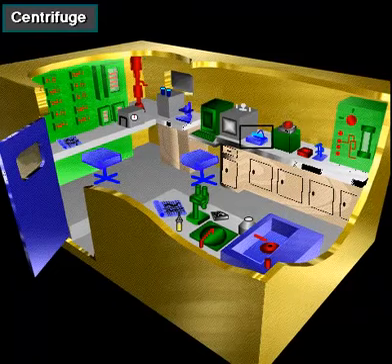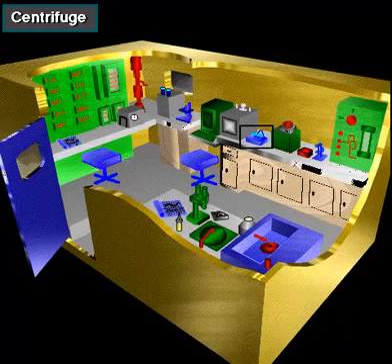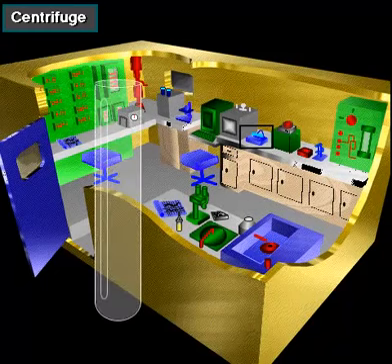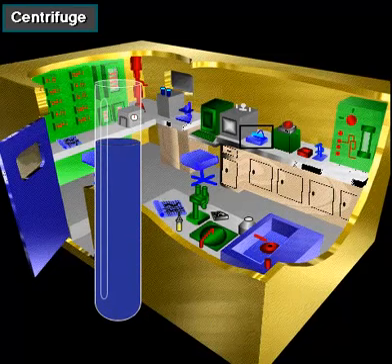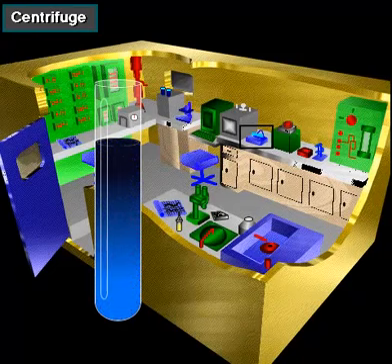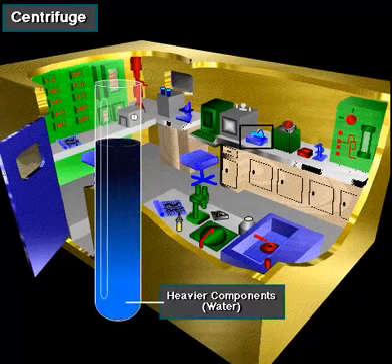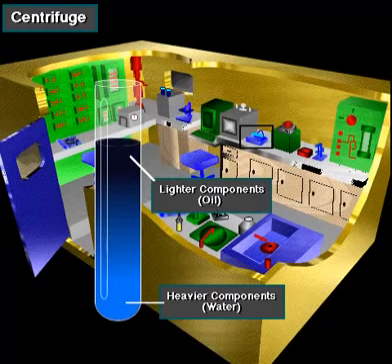The centrifuge spins formation fluid samples at a high rate of speed. Loggers put the fluid samples into a test tube and then put the test tube into the centrifuge. The spinning or centrifugal motion separates the fluid into its components. The heaviest components, usually water, collect on the bottom of the tube. The lighter components, such as oil, collect in the tube above the water.